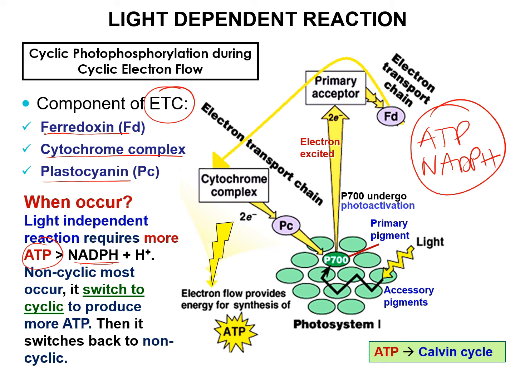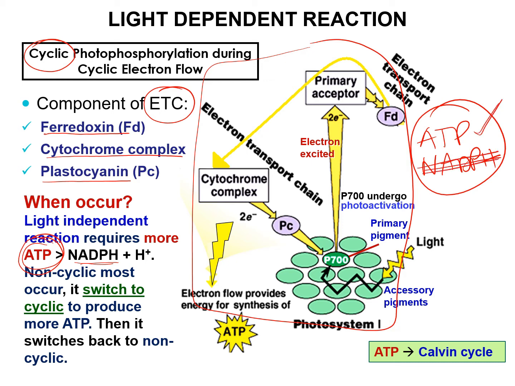While light-dependent reaction, dia ada dua. Satu yang cyclic. Ini cyclic ni melibatkan photosystem 1 sahaja. Jadi photosystem 1 sahaja dia akan activated apabila Calvin cycle nanti light-independent reaction dia memerlukan lebih ATP berbanding NADPH. Jadi bila tak perlu sangat NADPH, instead it needs ATP more. So cyclic photophosphorylation will occur to produce more ATP. So this is where ATP is produced. The photophosphorylation.